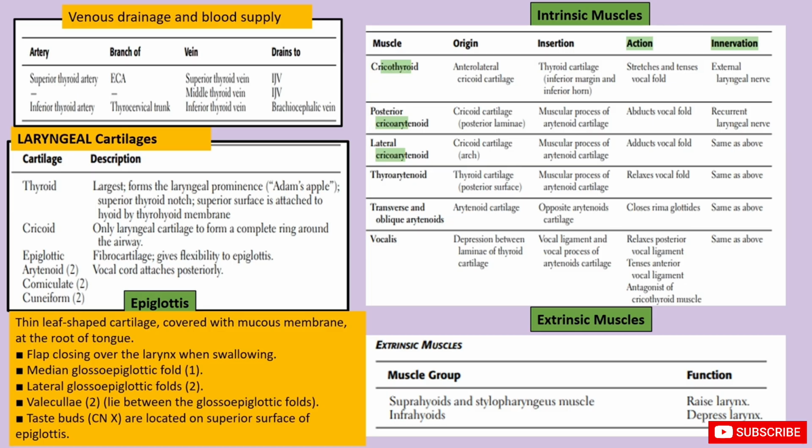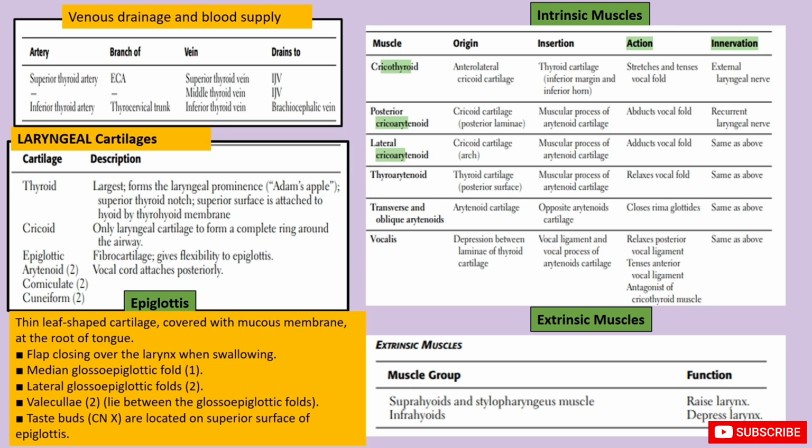Now in the exam, they also ask what the posterior attachment of the vocal cord is. You can answer that the arytenoid cartilage is the posterior attachment of the vocal cord. Now the epiglottis is a thin leaf-shaped cartilage covered with mucous membrane at the root of the tongue. It's a flap closing over the larynx when you're swallowing food, so the food doesn't enter your voice box. Now you have the vestibular folds and the vocal folds. Vestibular folds are protective in nature and don't produce any sound, while the vocal folds are the true vocal cords, involved in voice production, and they are made up of the vocal ligament and the vocalis muscle.